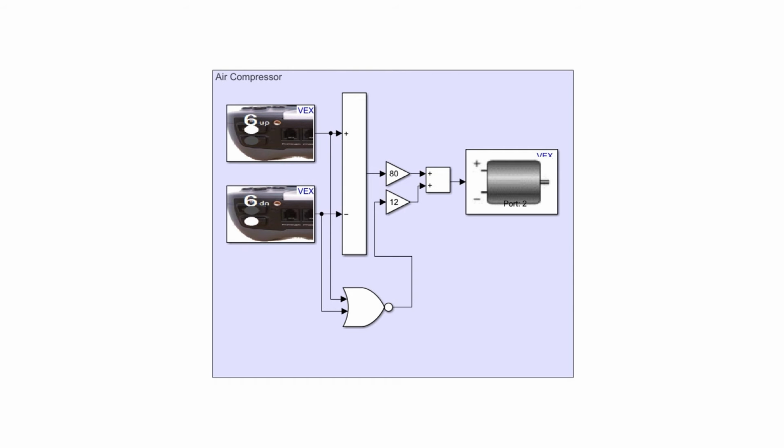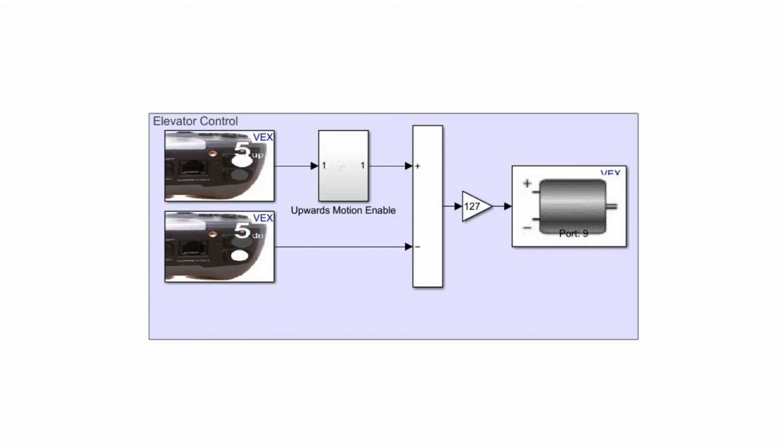this similar setup. We also used a feed forward of 12 to keep the air compressor from collapsing. For the elevator, we used this system. We also used feedback from a limit switch so that our drivers could simply press the 5-up button to go up and not worry about stopping at the right height, since that was handled by the limit switch.